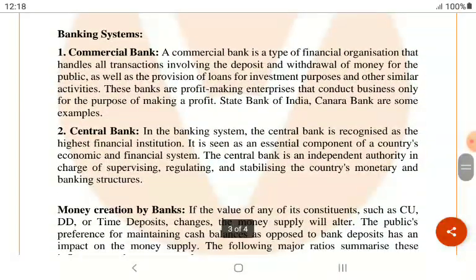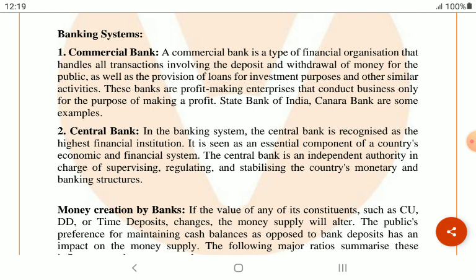Next is the banking system. In this banking system there are two types: commercial bank and central bank. First, commercial bank. It is a type of financial organization that handles all transactions like deposits and withdrawal of money for the public, provision of loans, investment purposes, and other similar activities.